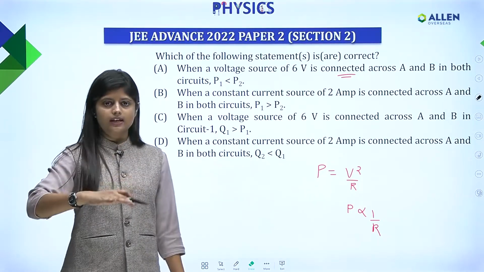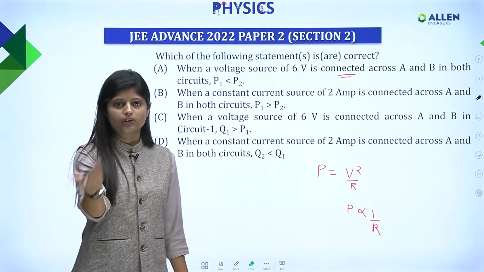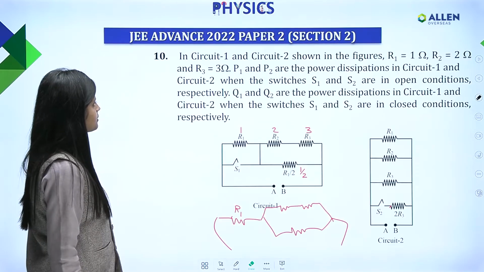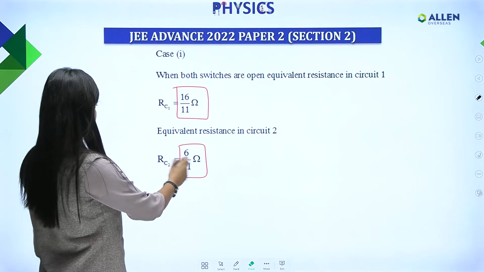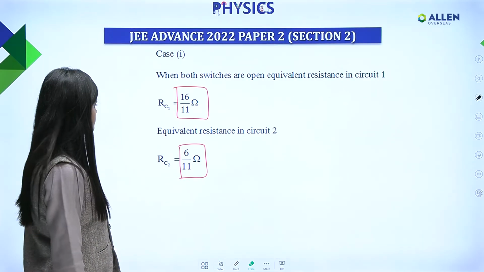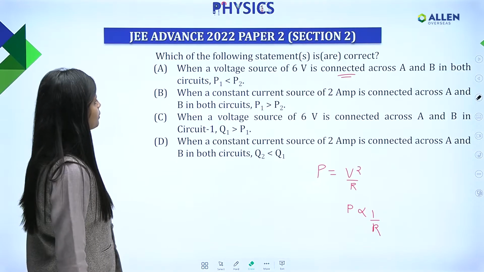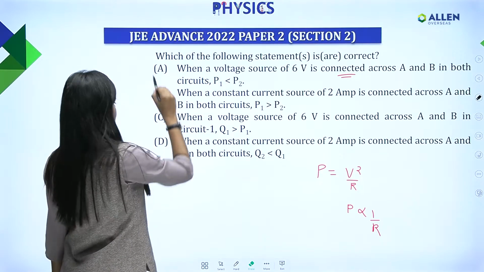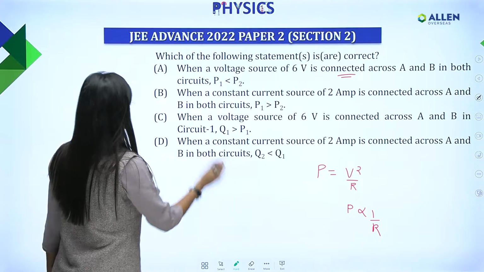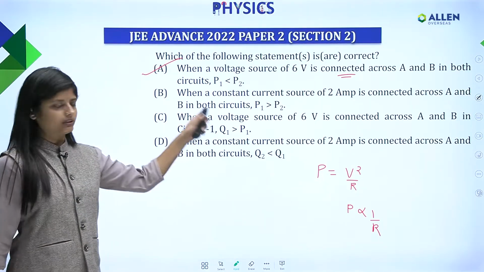So whoever resistance is less, the power dissipation will be more. So resistance is less in which case? This is less. R2 is less, so means P2 will be more. P2 is more than P1, so option A is correct. Okay. Moving on to the next one.